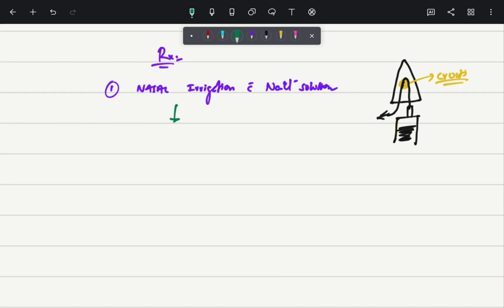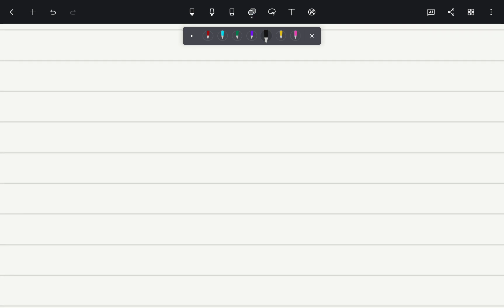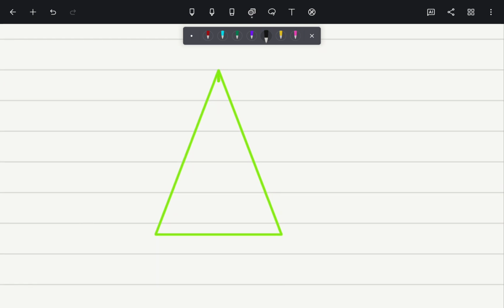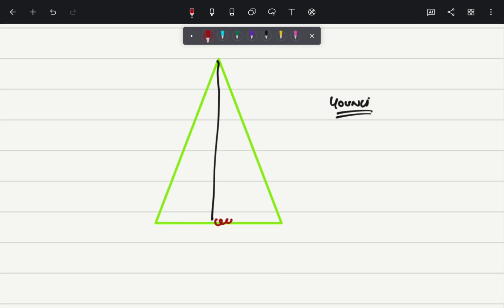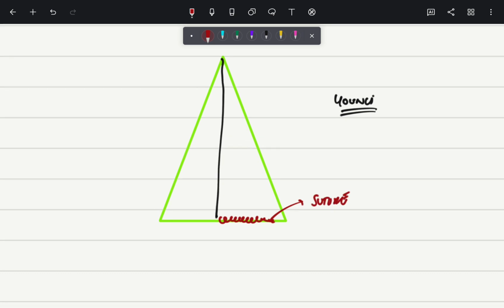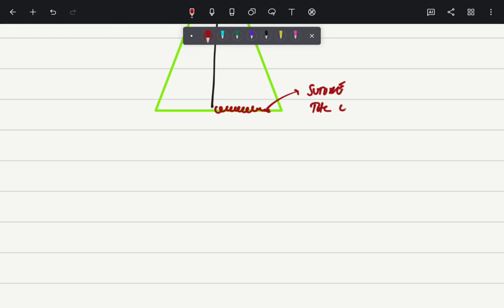After nasal irrigation, we usually perform the Young's procedure. Now what is this Young's procedure? I'll just explain it here. Please draw this. This is the nose, and here we have the nasal septum. So in Young's procedure, what we do is we suture the external opening of the nose. Why are we doing this?